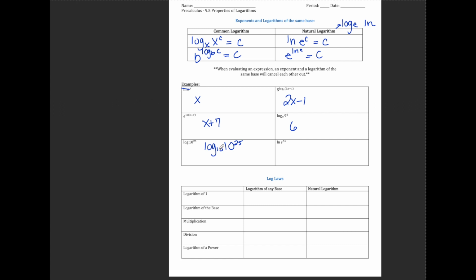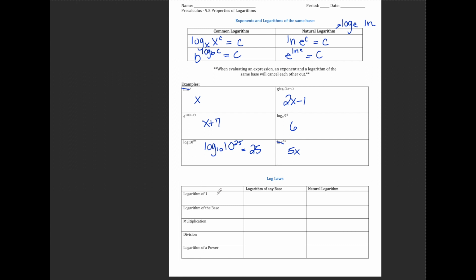The base of the log and what you're taking the log of match, so they cancel each other out, and you're left with 25. Last one, ln of e to the 5x: log base e, and what you're taking the log of match. They cancel each other out. I'm left with 5x. So those rules are just going to apply when you have exponents and logs of the same base. What we're going to look at now are our other log laws.